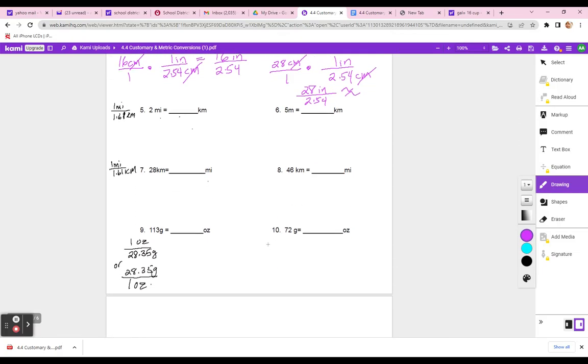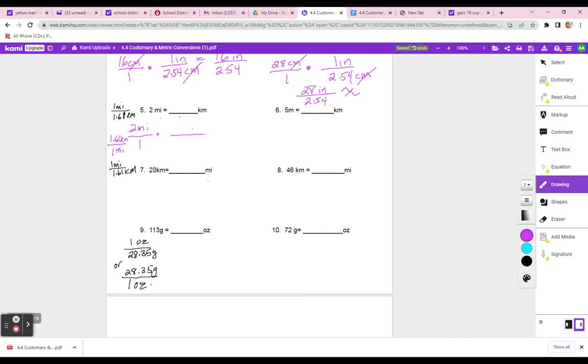So now we're converting from miles to kilometers. Miles are longer than kilometers. So we're going from a large unit to a smaller unit. All right, so we'll start with 2 miles over 1 times our conversion factor. Well, we know that 1 mile is 1.6 kilometers. Or, we can say 1.61 kilometers is 1 mile.